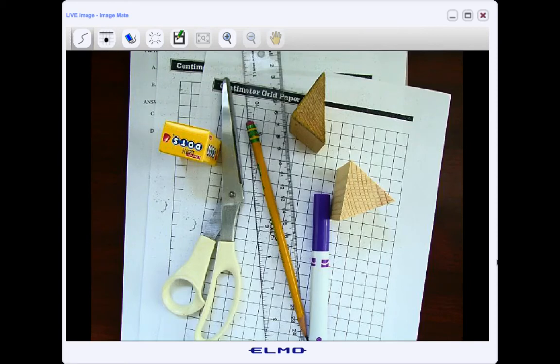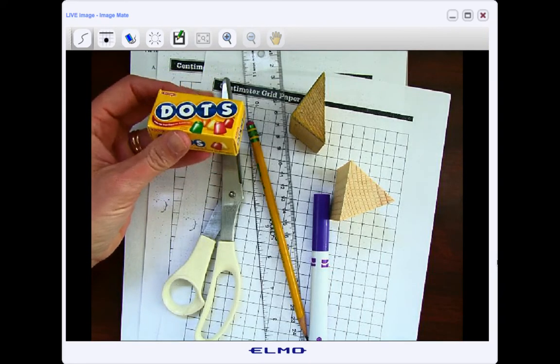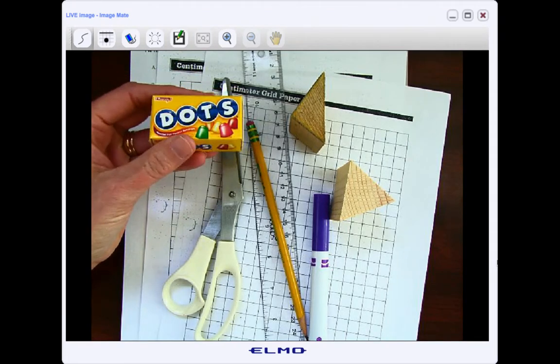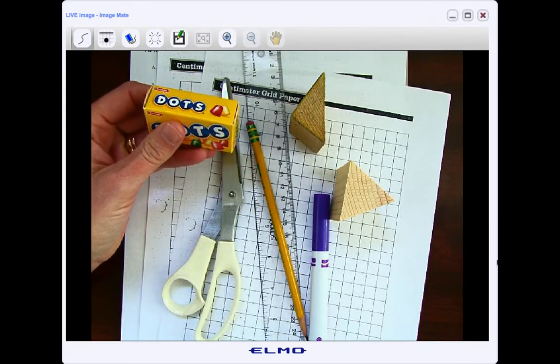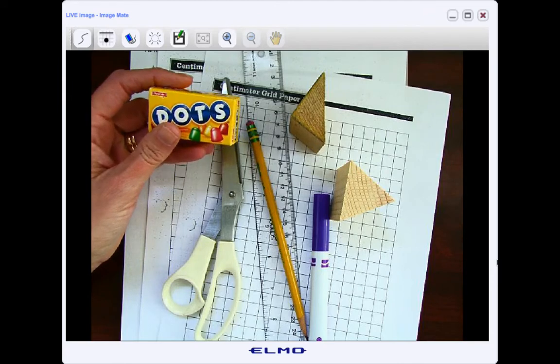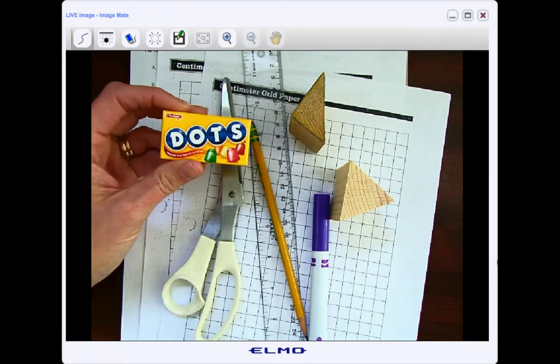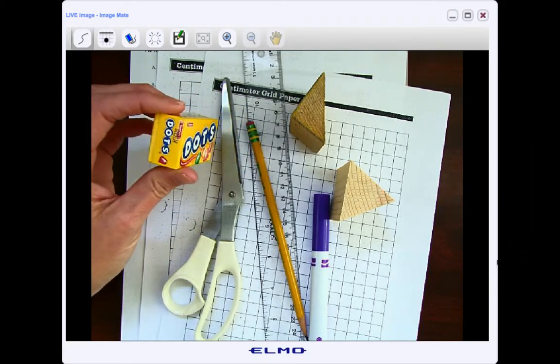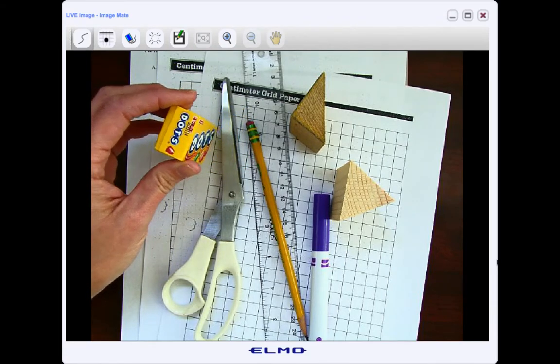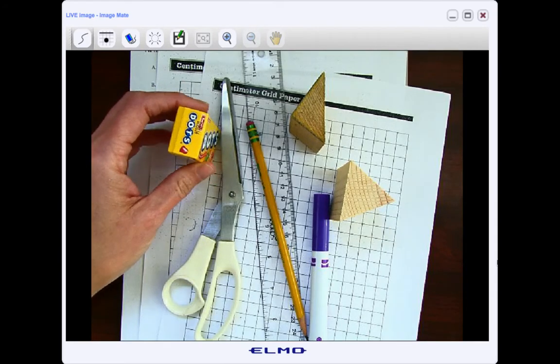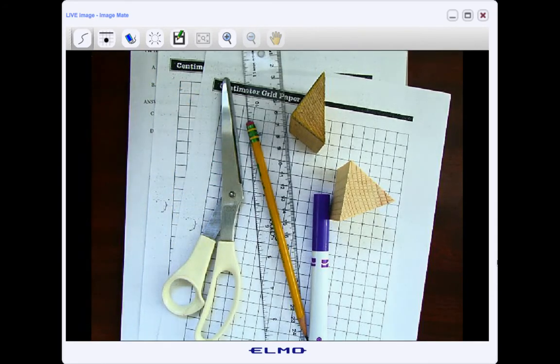Hello. Today we are going to work on finding the surface area of what is called a triangular prism. So we've spent quite a bit of time working with rectangular prisms, like our dots box, and then you probably still have a wooden block from your first packet that was a rectangular prism. Now we're going to look at finding surface area of triangular prisms and what that means. So here are the materials that you're going to need for today.